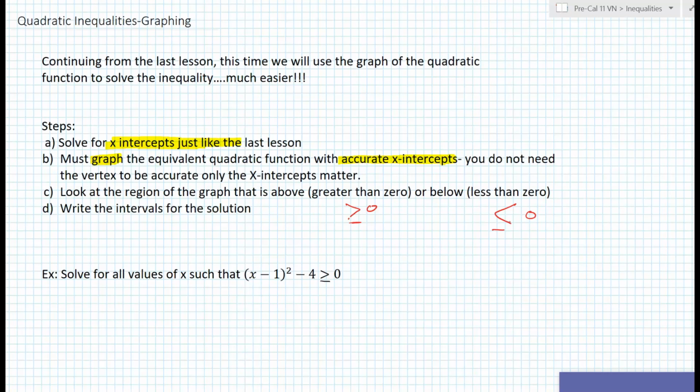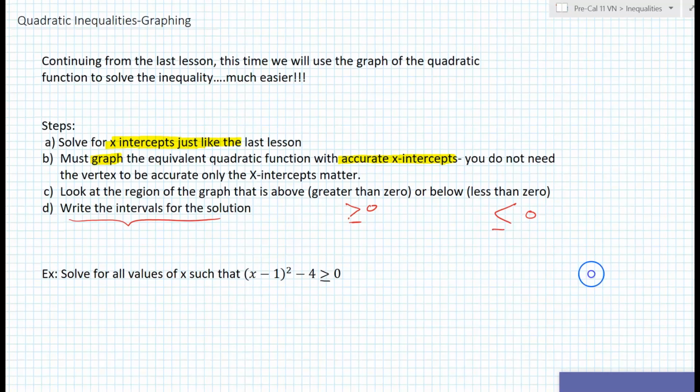A final thing is that we have to write the interval solution the way we did in the last lesson, just the algebraic way. There's nothing else you can do about it. You have to use the number line and interval solution. All right, let's look at this example.